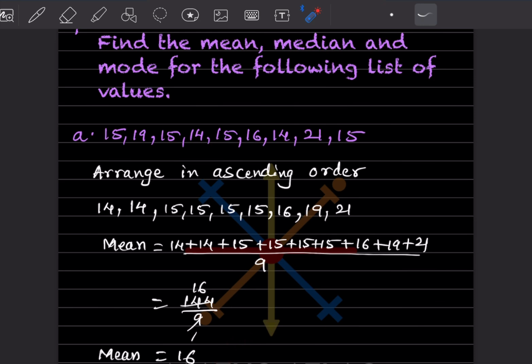And now you will see the median. Median means the middlemost observation. So here, because these are 9 numbers, so 4 here, and the middle number is 15. So the median is 15.